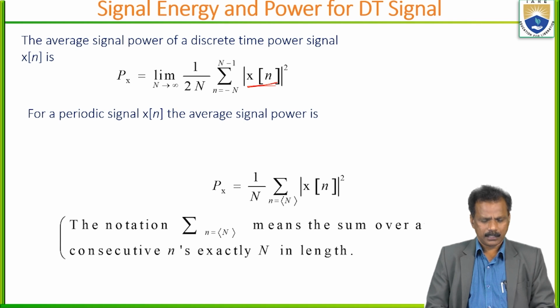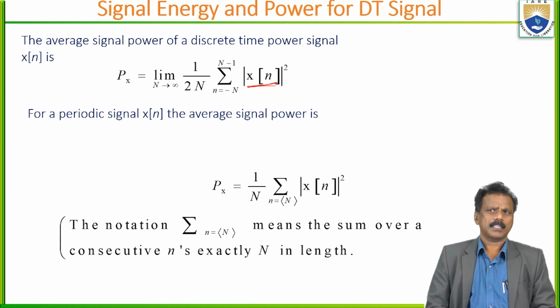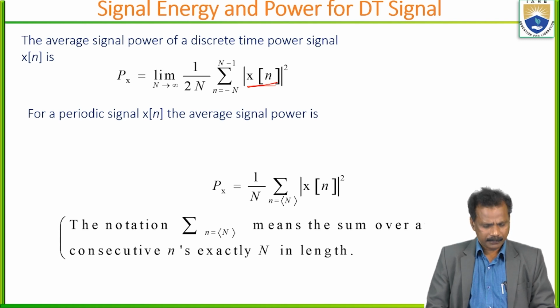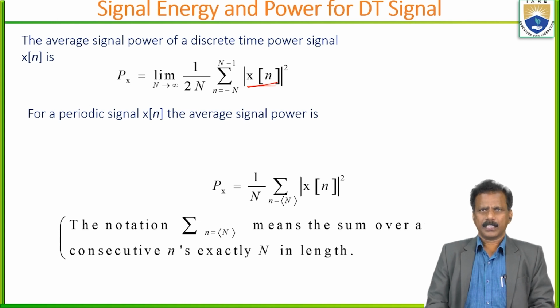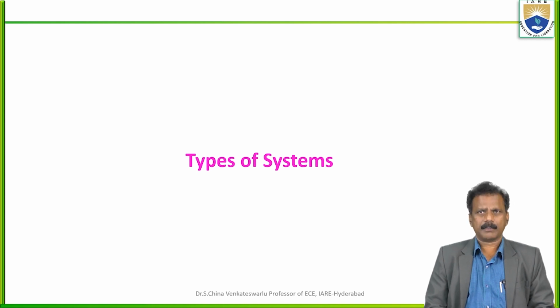The notation summation over n equal to capital N means the sum over any set of consecutive n's, where capital N is the length. Like this, we specify the average signal power of a discrete time power signal x of n, and for a periodic signal x of n, the average signal power is Px. With this we represent power and energy signals.